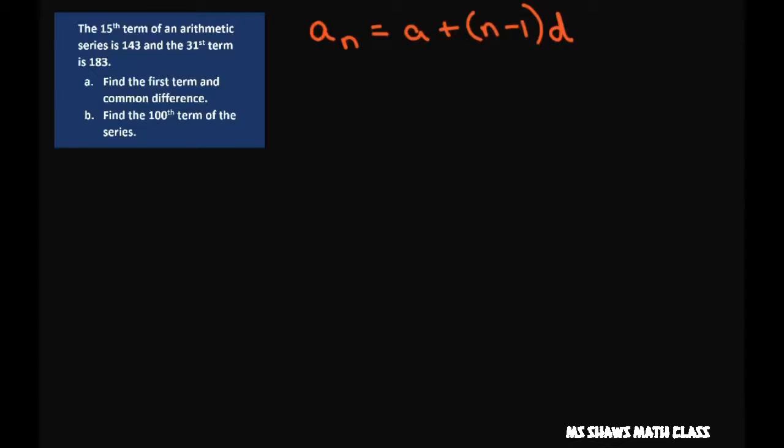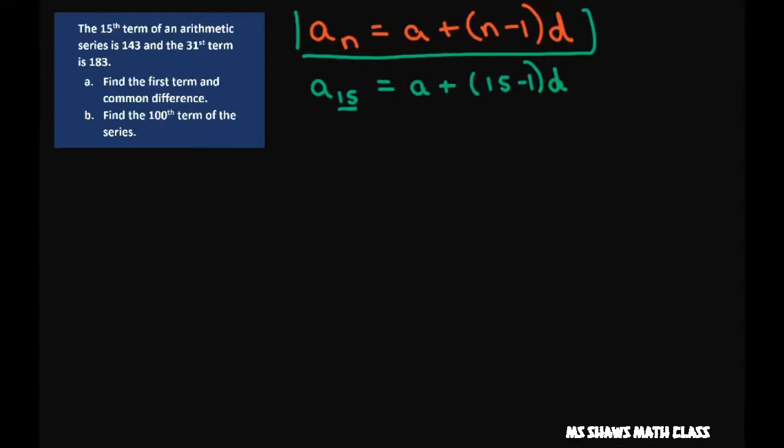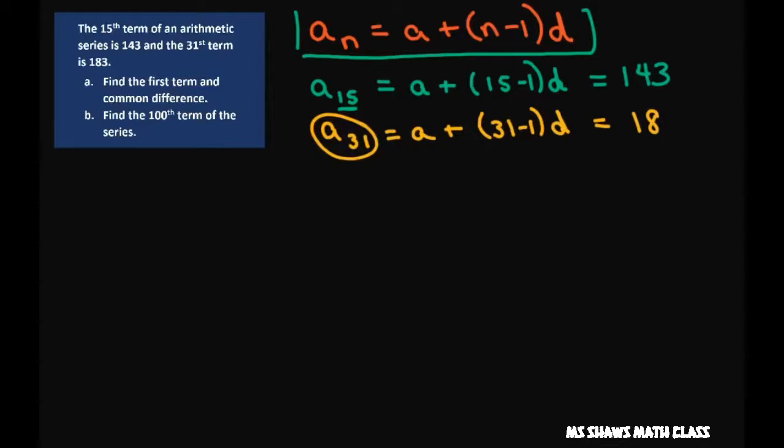So let's just write this out as we have it. So the 15th term equals the first term plus my n is 15. So that's going to be 15 minus 1 times d. Now this equals, your 15th term is 143. And for the second part, our 31st term equals a plus my n is 31 minus 1 times d, and that, my 31st term, actually equals 183.